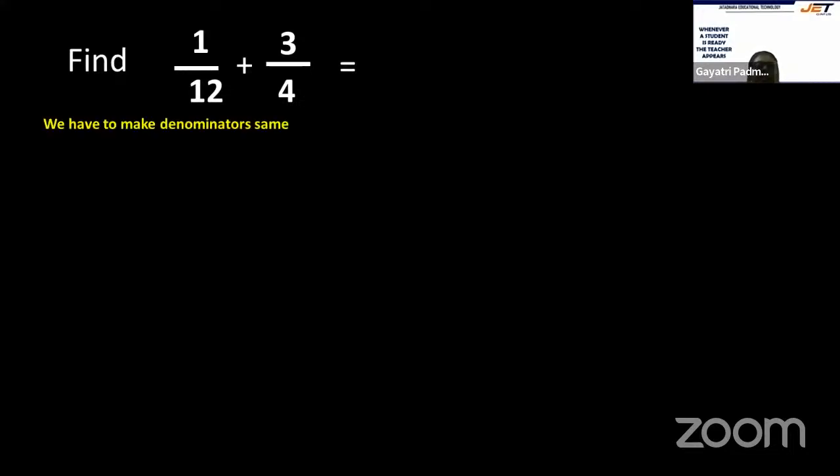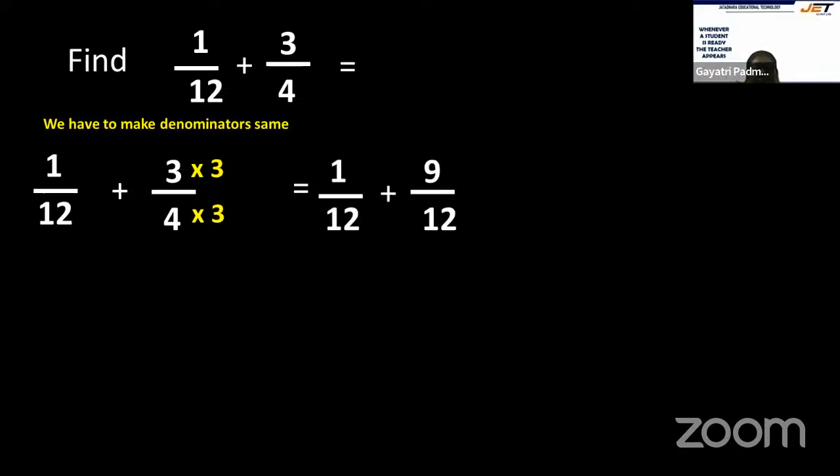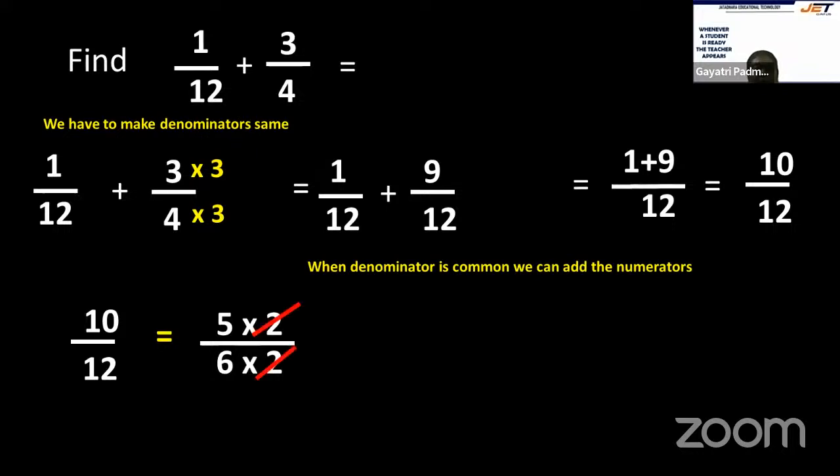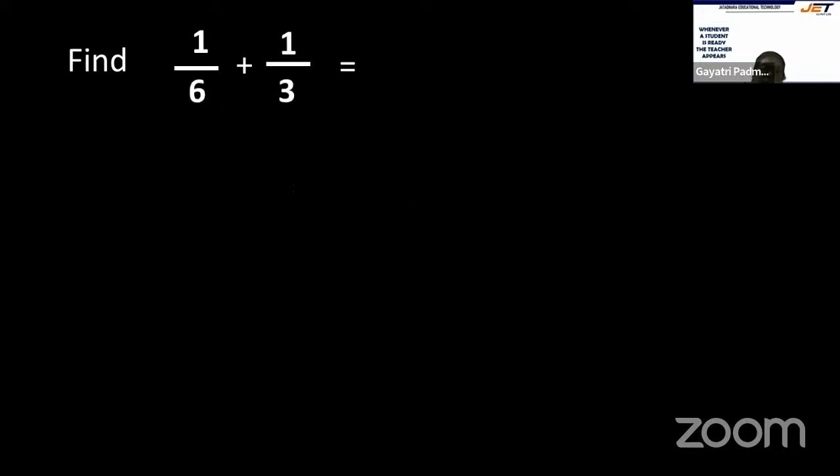Now here also we are making the denominator same. That is 1 by 12 plus 3 by 4. So to get 12 as denominator, you are multiplying and dividing by 3. So you get 1 by 12, right? Plus 9 by 12. So whereby you get 10 by 12. So 10 by 12 is nothing but 5 by 6.